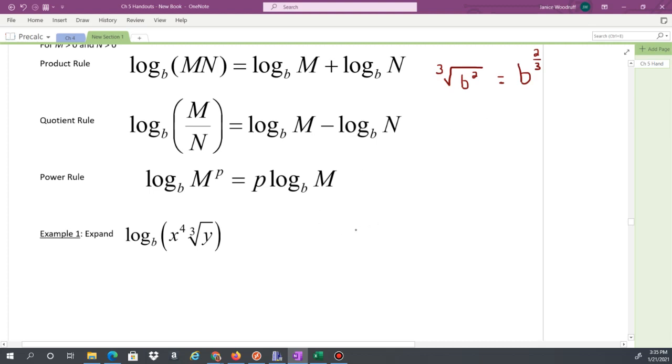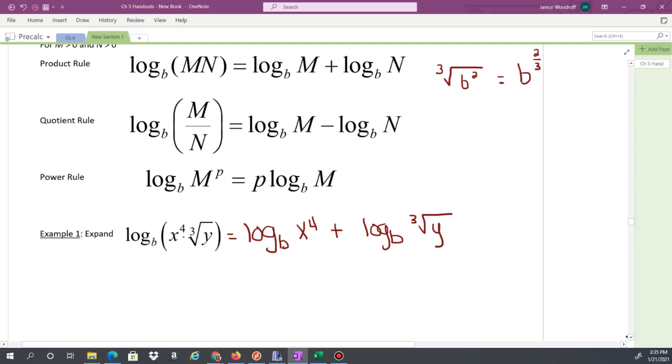Okay, so let's look at example 1. First thing we have in example 1 is x to the 4th times the cube root of y. So you have two terms, and this is separated by nothing, so we assume there's multiplication right there. We're going to take the multiplication and separate that to addition using the product rule. So we're going to say log, and we're going to carry the base b, x to the 4th, and then we're going to make this plus, then write log b again, and then write the cube root of y.